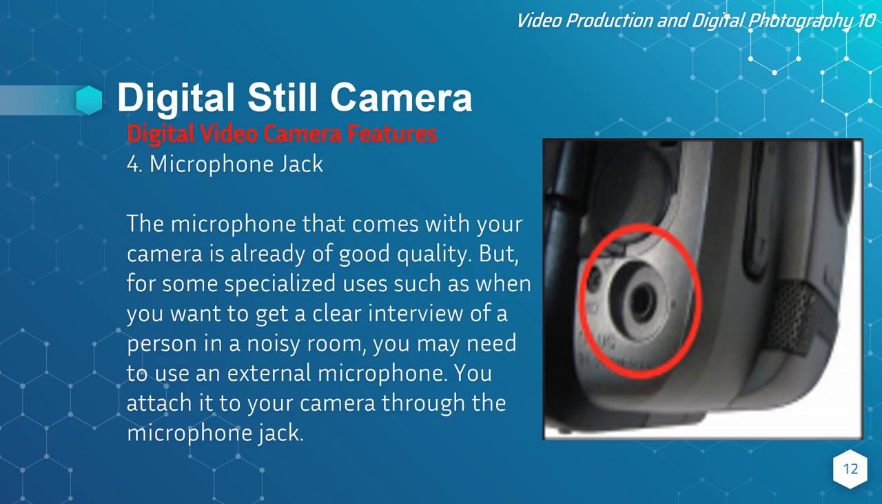Okay, the fourth feature naman is here, the microphone jack. Sir, para saan ang microphone jack? So, the microphone that comes with your camera is already of good quality. Yes, yung ating mga camera ay may mga microphone na. But for some reasons na kung saan kailangan mo ng clear na voice, kailangan mo ng clear na sound, pag ikaw ay may binivideohan, dun ka mangangailangan ng isang microphone. At yung microphone na iyon, meron siyang jack na kung saan pwede mo siyang isaksak sa port na to. Okay, dun sa may red na circle. Yan. Diyan mo pwedeng isaksak yung microphone na gagamitin mo para magkaroon ka ng magandang sound.